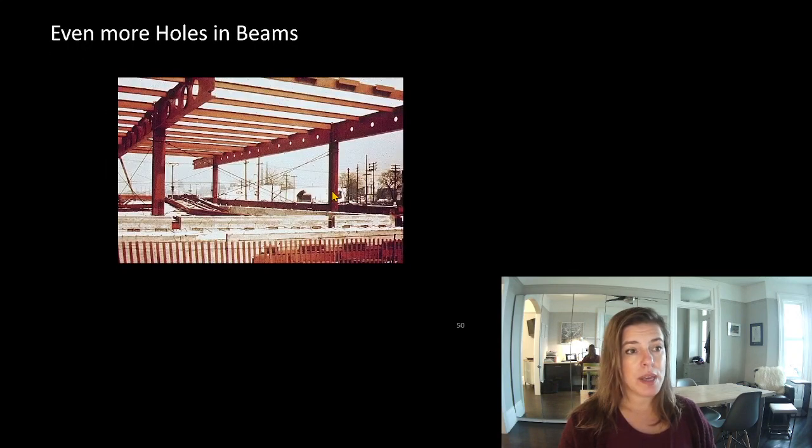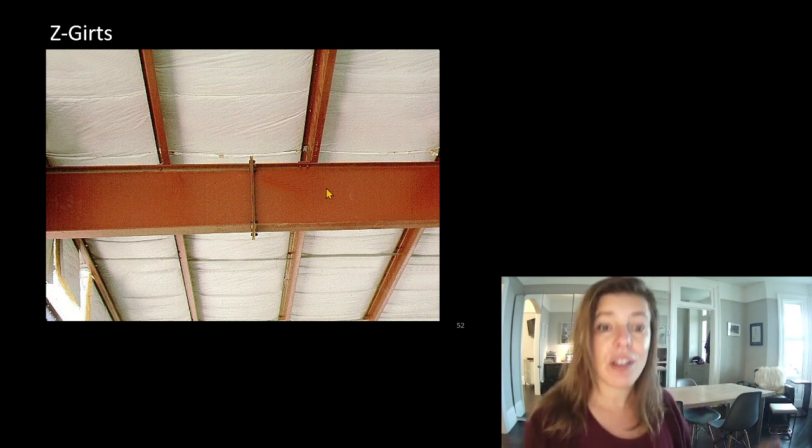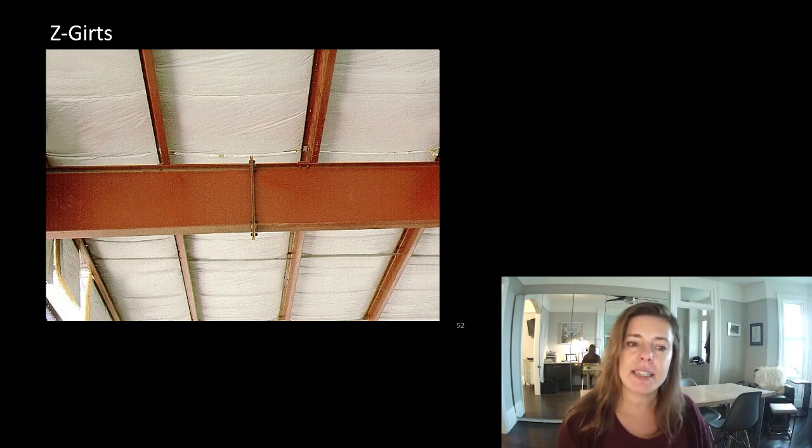Just some more holes in beams, even more holes in beams. Again, these are just pictures to show you what things look like. So if you're drawing something sometime, it's just a handy little picture guide of how things go together. Here are those Z-girts we talked about. So this would probably be a system building, a Butler building, and these would be the girts on top.